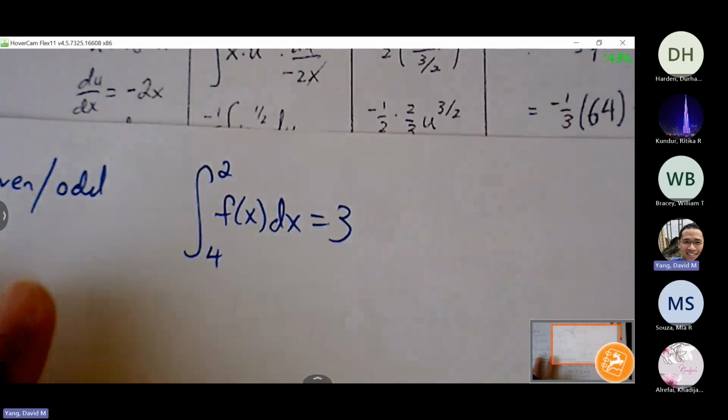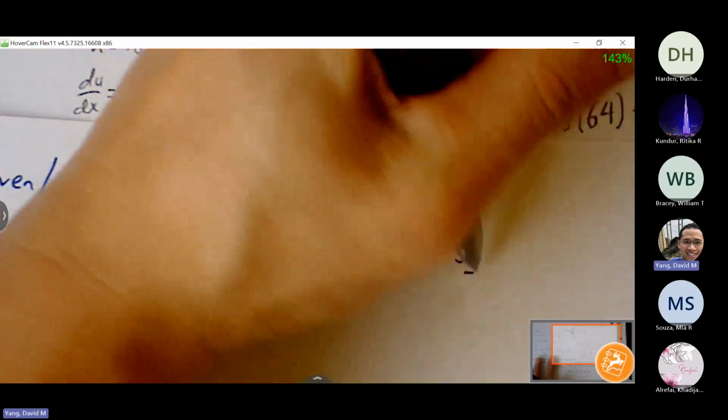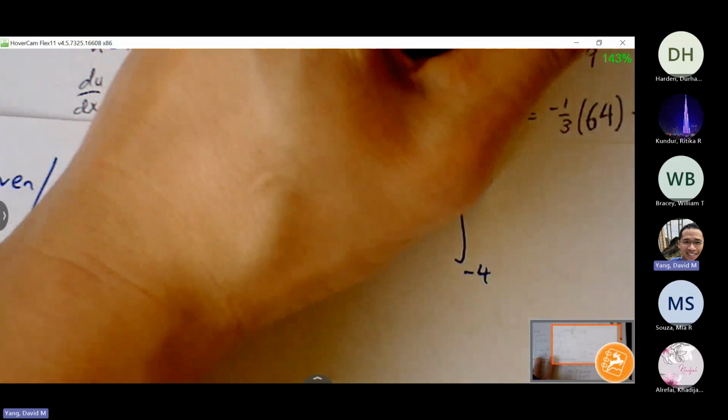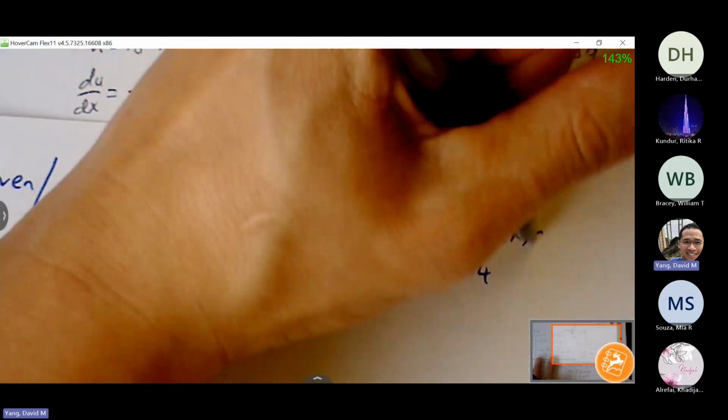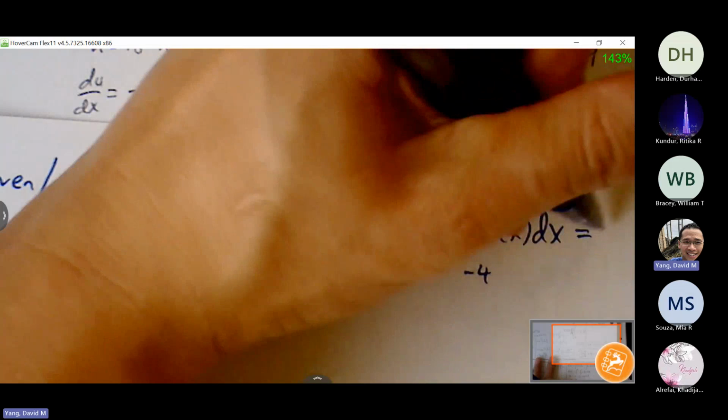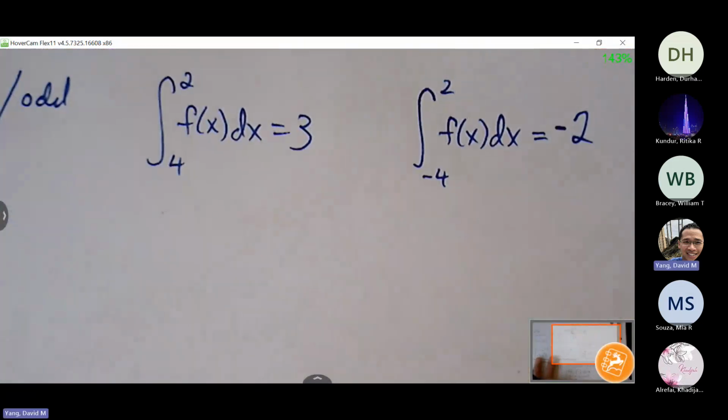Oh, this is a problem that I'm creating. That's not on your scratch sheet. Sorry, that's not on your review. So you can just put it on the scratch sheet or on a blank page.